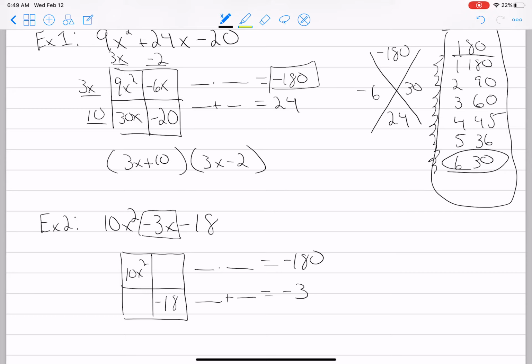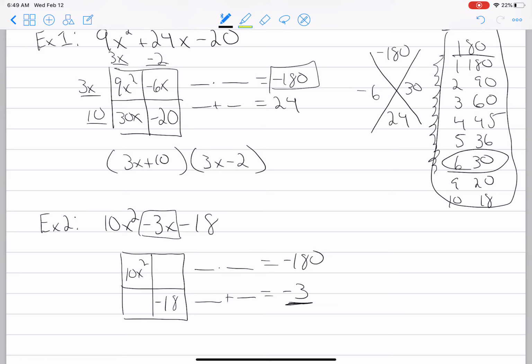180 divided by 7, let's see. 180 divided by 7 doesn't work. 180 divided by 8 is 22.5, so that's not good. 180 divided by 9 is 20. But I can't add or subtract those to get a 3. 180 divided by 10 is 18, and I can't add or subtract those to get a 3. 180 divided by 11 I know doesn't work. 180 divided by 12 is 15.